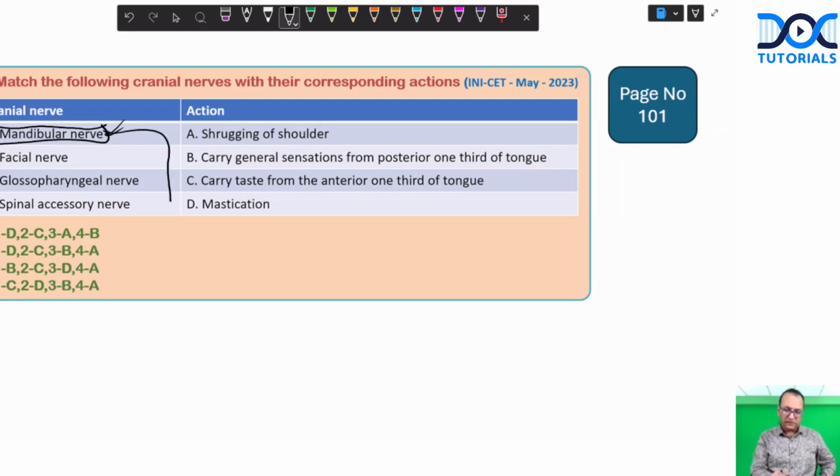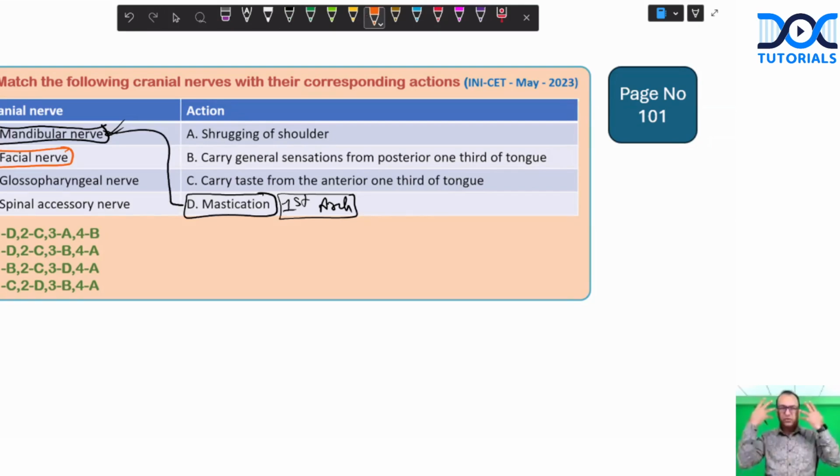So I believe this is the best answer, because muscles of mastication develop in first arch, and first arch nerve is mandibular nerve. Okay, so what about facial nerve? Facial nerve is the nerve of second arch, so muscles of facial expression, but it is also supplying some glands on the face, and it is also carrying taste sensation from the anterior two-third of tongue. So as you say, facial nerve carries taste sensation from anterior two-third of tongue.